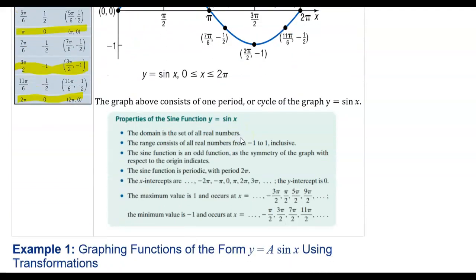A couple things you want to know about the graph of y equals sine x: the domain is the set of all real numbers. The range is from -1 to 1 inclusive, meaning I can include -1 and +1. The function is odd, so there's symmetry with the origin. And the period is 2 pi, so it's cyclical. Right up here, it even says one period or one cycle of the graph is y equals sine x. It's going to repeat over and over again.